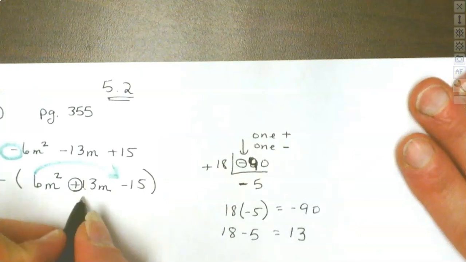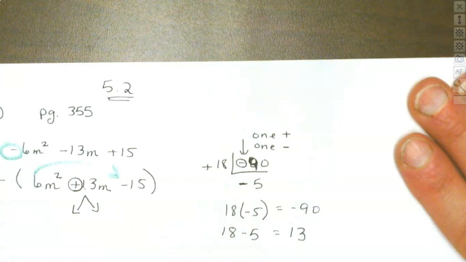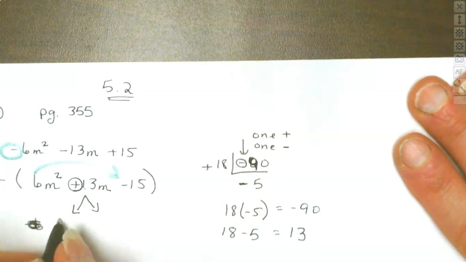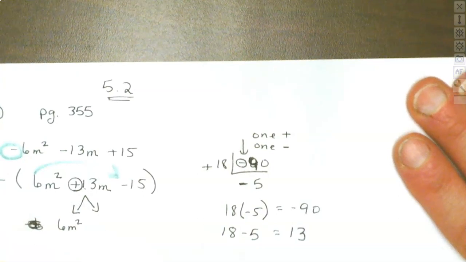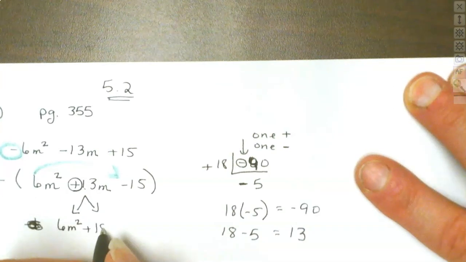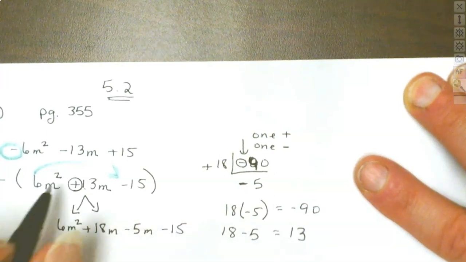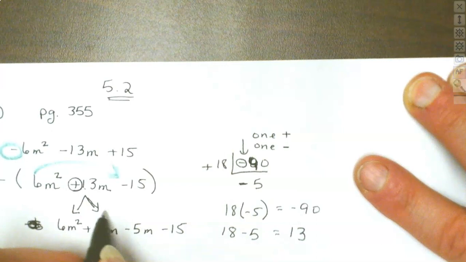Now we can take that middle, that 13, and we can split it up. So we've got, and we don't need the negative there, sorry about that. Let me rewrite it so it's right here. We've got a 6m squared. We split the middle up into 18m minus 5m and a minus 15. So we took that middle and we split it up.